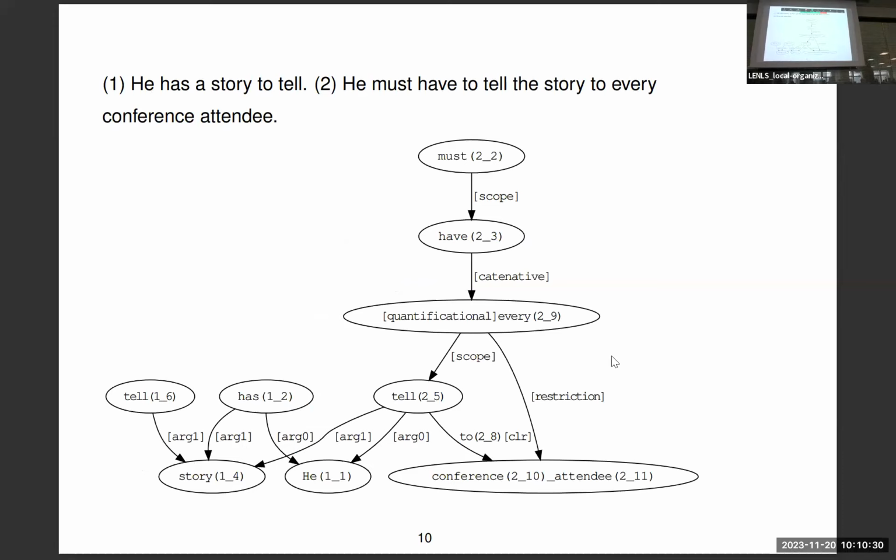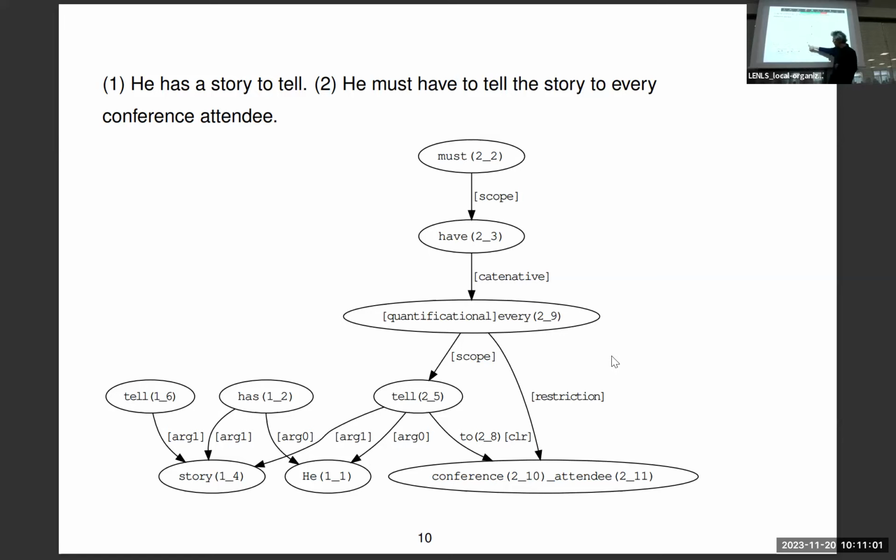So he has a story to tell. He must have to tell the story. So this is the merging together of these two sentences. And here we've got anaphoric resolution happening. So here is our he has a story to tell. And then we've got the he must have to tell the story, where the numbers here are indicating the position of the word in the sentence.